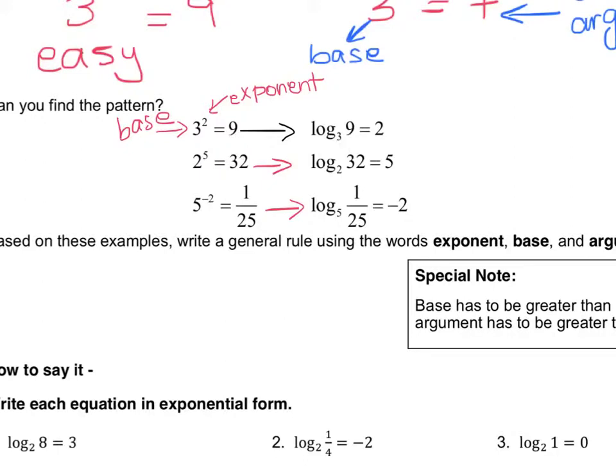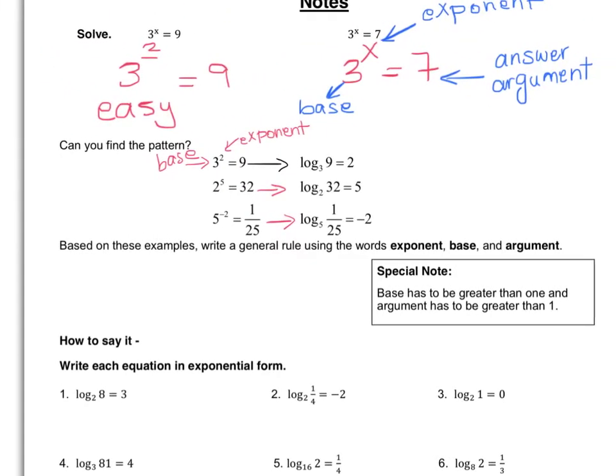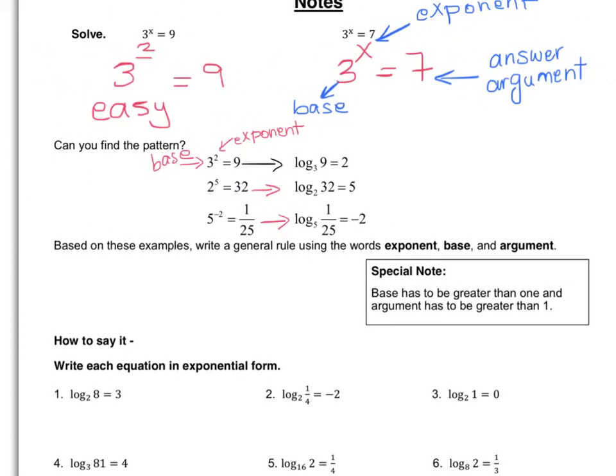So did you see a pattern? Again, the base is written small next to the log. The exponent is on the other side of the equal sign, and the 32 is inside the log. Again, 5, negative 2, and 1 over 25: the base is written as a small number next to the log, the exponent is on the other side of the equation, and 1 over 25 is going to be inside the log. So let's see what we have noticed. How can we write this? Based on these examples, write a general rule using the words exponent, base, and argument.